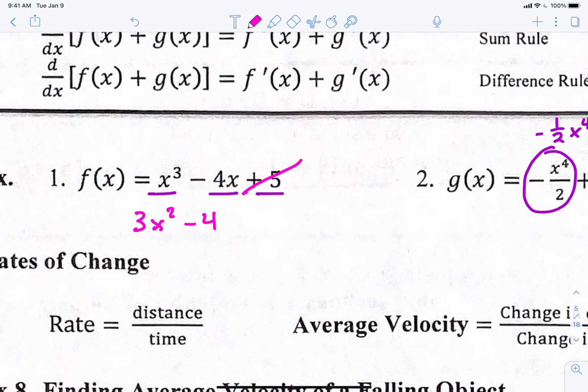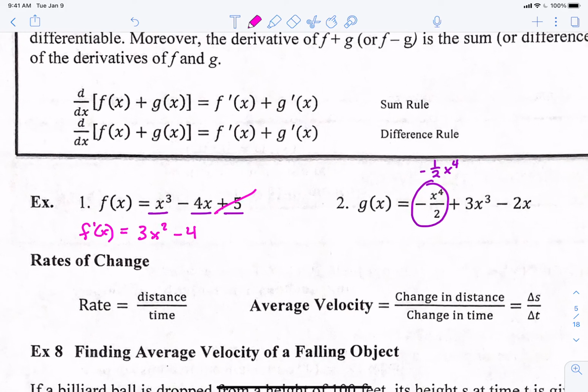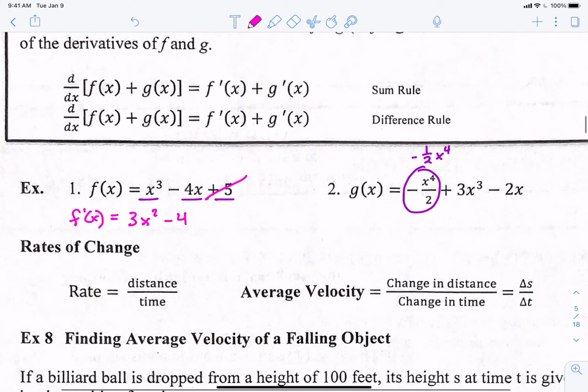Okay, what did you write for the correct notation? f prime of x. That's the derivative. So make sure you put the notation on the front. It's not wrong, but it's not putting it right.